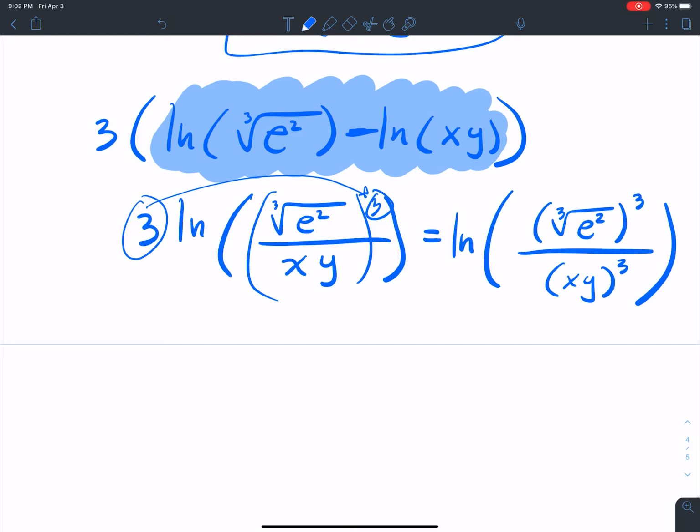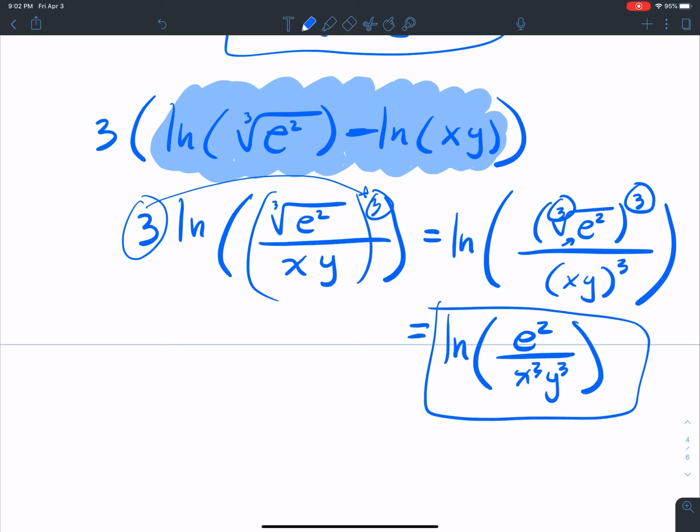And so then what? This simplifies. The cube root of something cubed just becomes what the something is inside, right? So this is e squared inside. And then in the denominator, it's x cubed, y cubed. And this is my final answer here. That is condensed as much as you want.